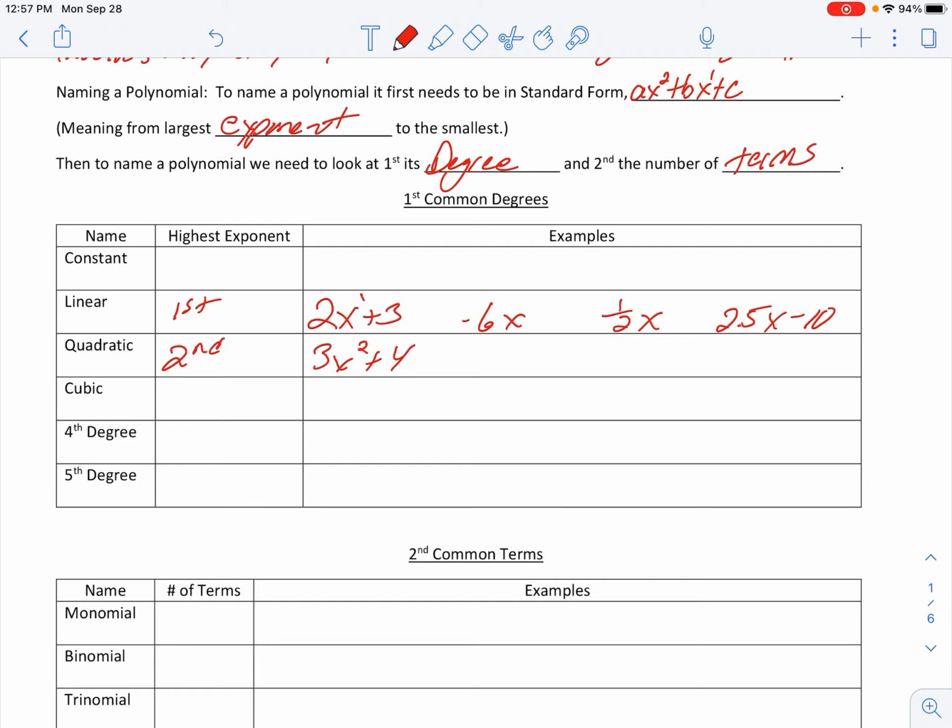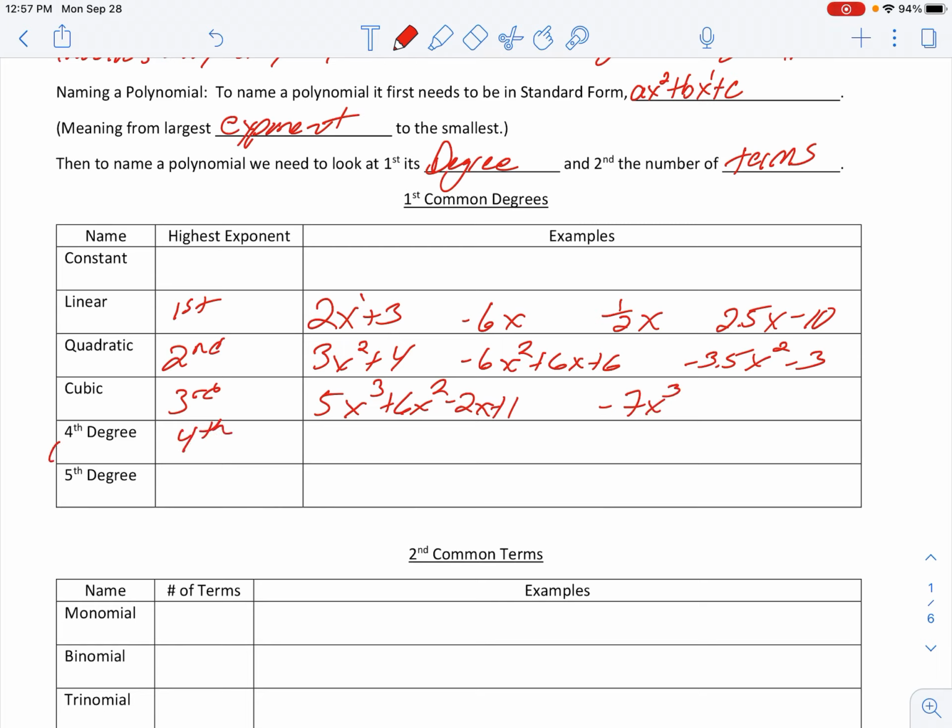Quadratic, we've been seeing some of those. 3x to the second plus 4. Negative 6x squared plus 6x plus 6. Largest exponent is squared, that takes precedence, so this is a quadratic polynomial. And there's an infinite amount of examples of quadratic polynomials. As long as it's an x squared, it's the largest exponent, the largest degree. Cubic. That's an example of a cubic polynomial. x to the third takes precedence, the largest exponent. It doesn't have to be that. It could be just something as small as this.